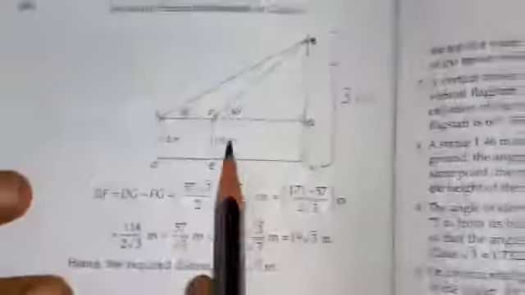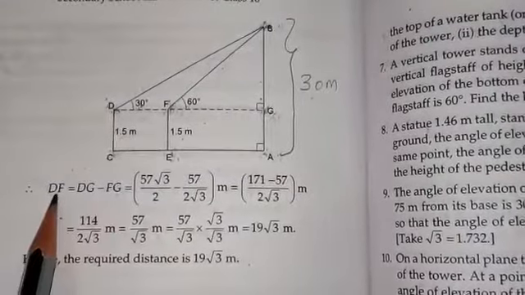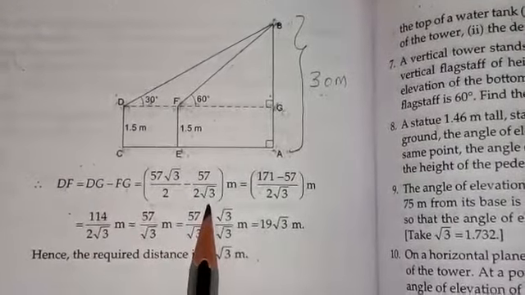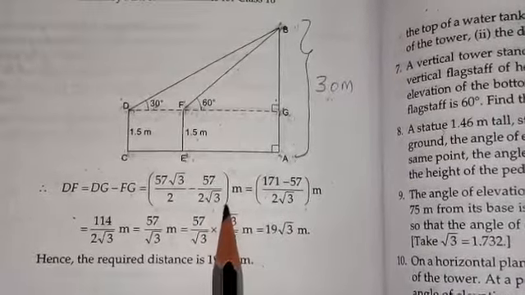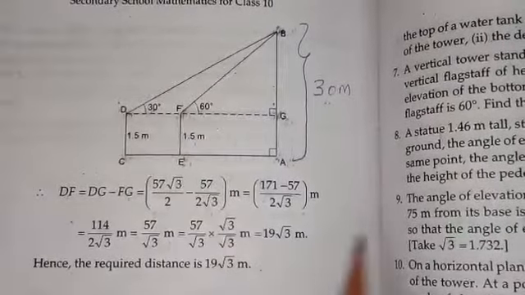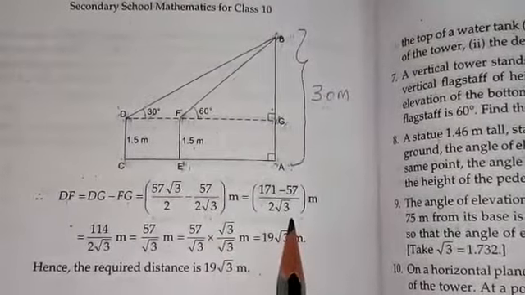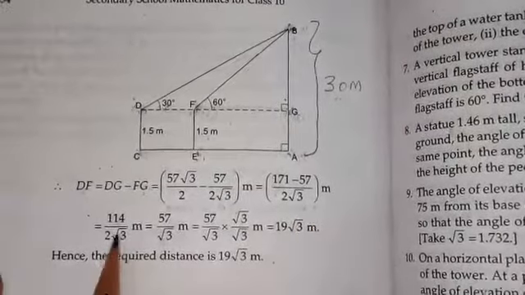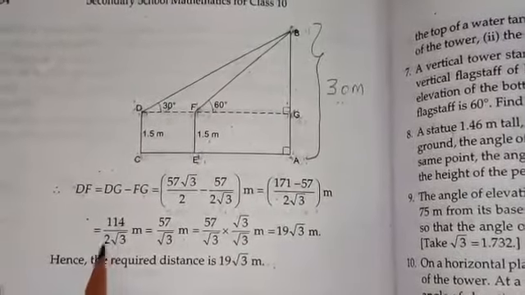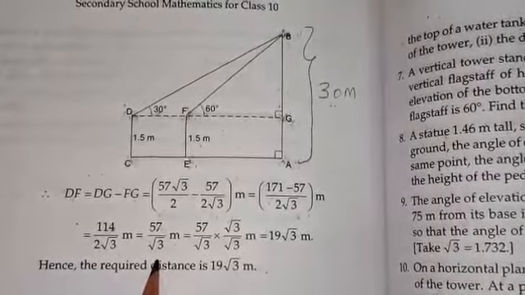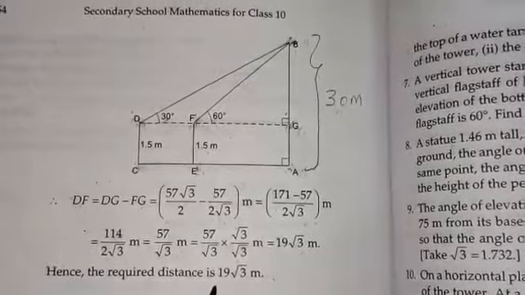So we found DG and FG, and DG minus FG will give us DF. So you can see it here. Take the LCM, or we could also rationalize and get it. So here it is by taking the LCM. 2 root 3 is LCM. And we get 114 by 2 root 3. DF is 114 by 2 root 3. So this simplifies to 57 by root 3. Rationalize, 19 root 3. So the required distance is 19 root 3 meters.